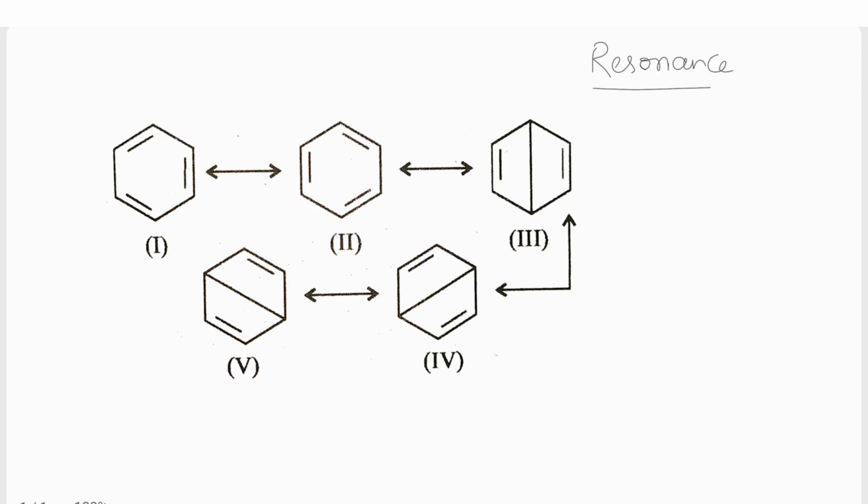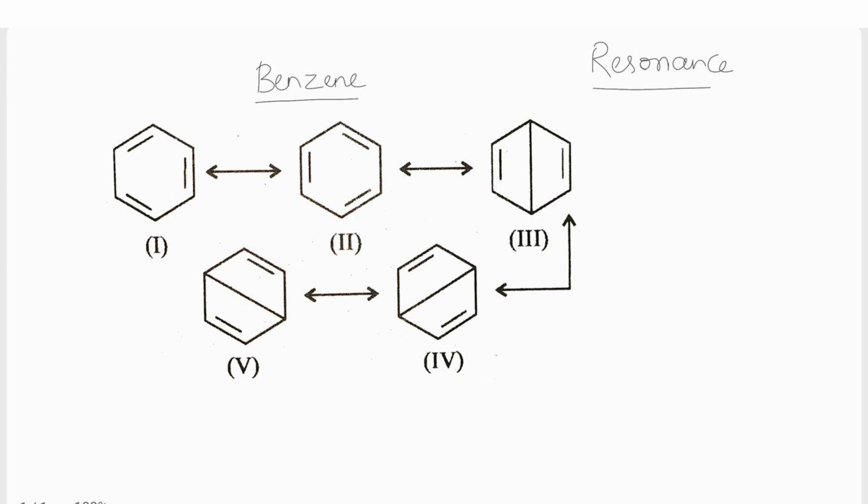So the example that is in front of you is the benzene structure. Benzene is the best example to explain the resonance phenomenon. We have other molecules also which show resonance, but here we are considering benzene. So what is the phenomenon called resonance?